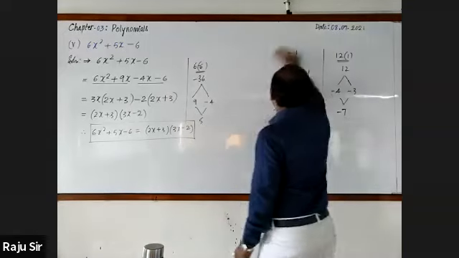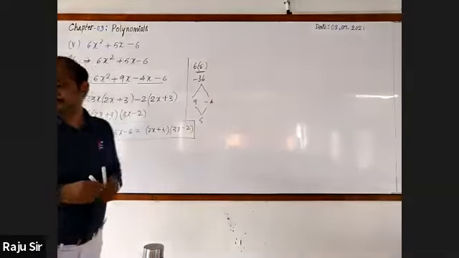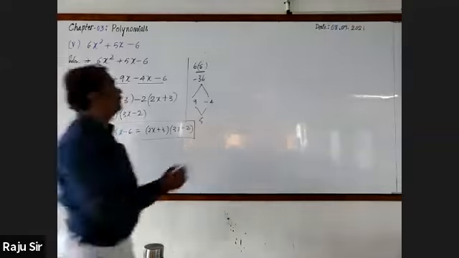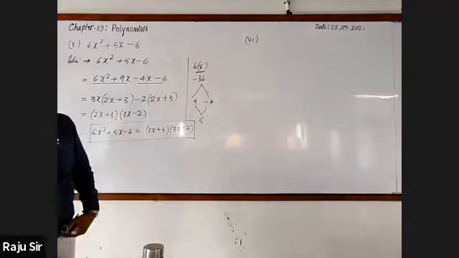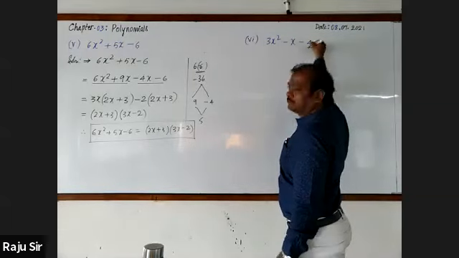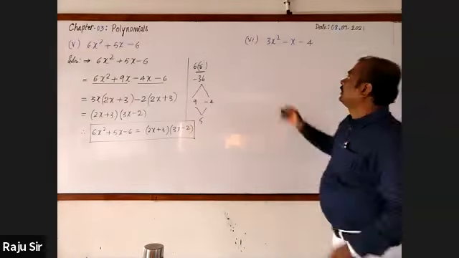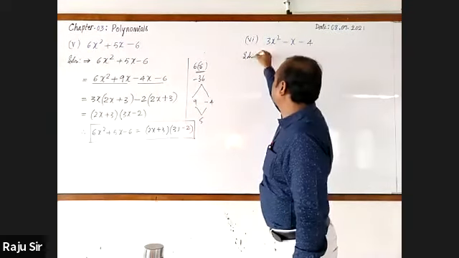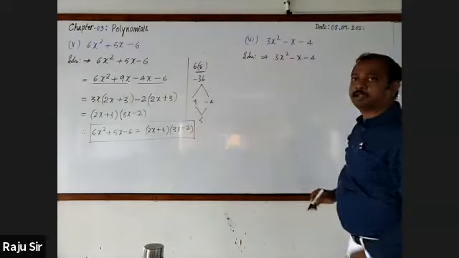Now let me take one more. Fifth one. Sixth one, sir. The sixth one is 3x square minus x minus 4. Yes, it is correct. Write it in standard form. It is 3x square minus x minus 4.